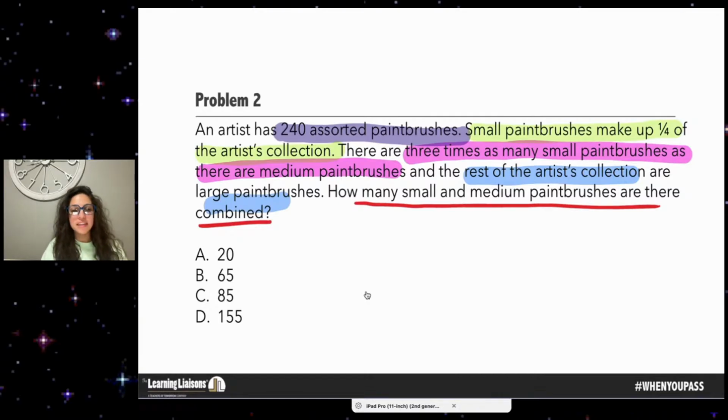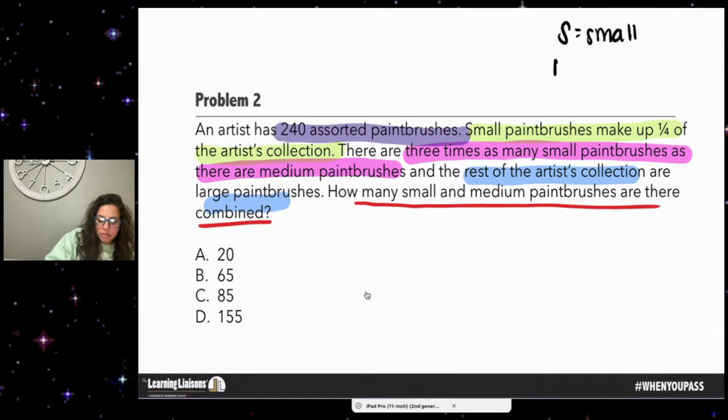So if this was a problem that asked how many small paintbrushes are there, I would use my answer choices to work backwards. But in this case, that's not what they've told us. So I'm going to create multiple equations and see what I can do with it. So S is going to be small, M is going to be medium, and L is going to be large.